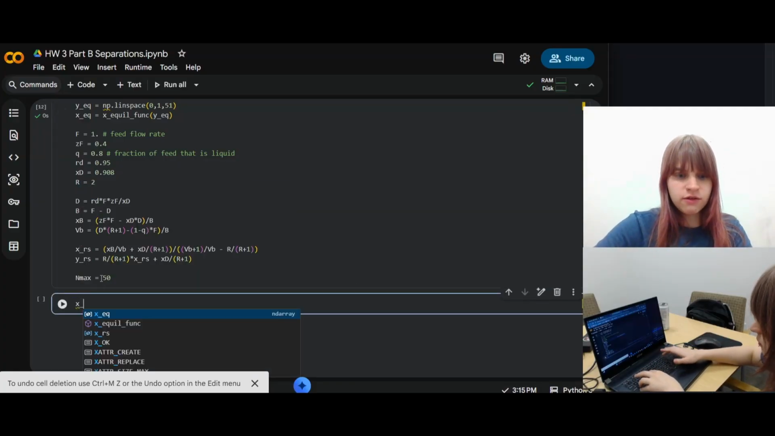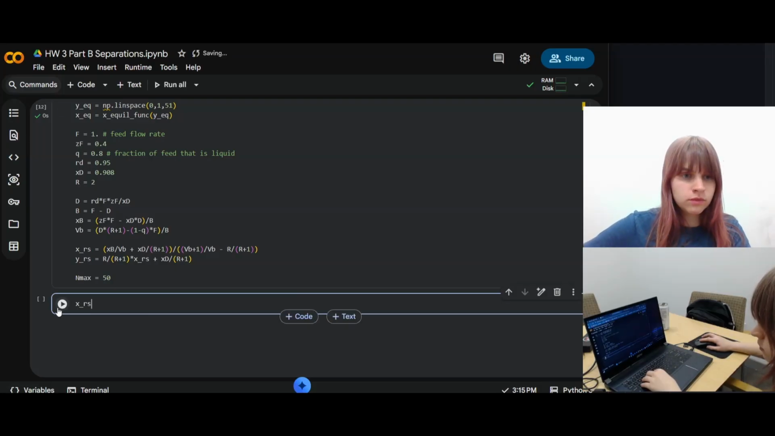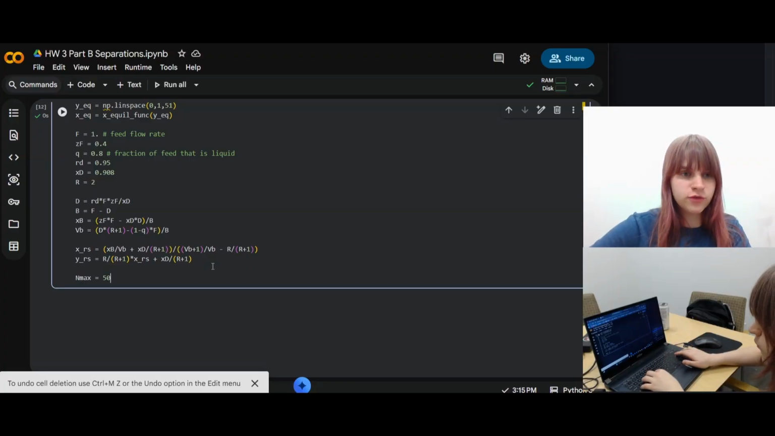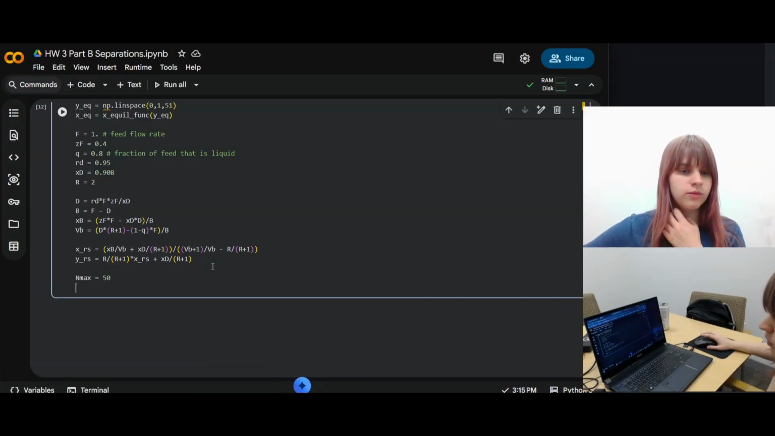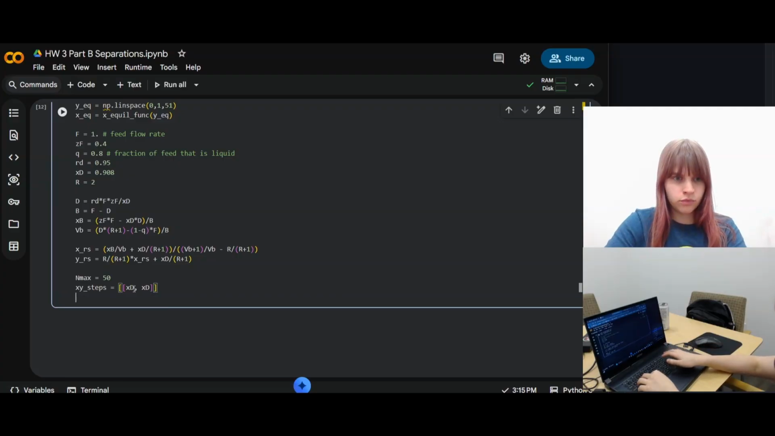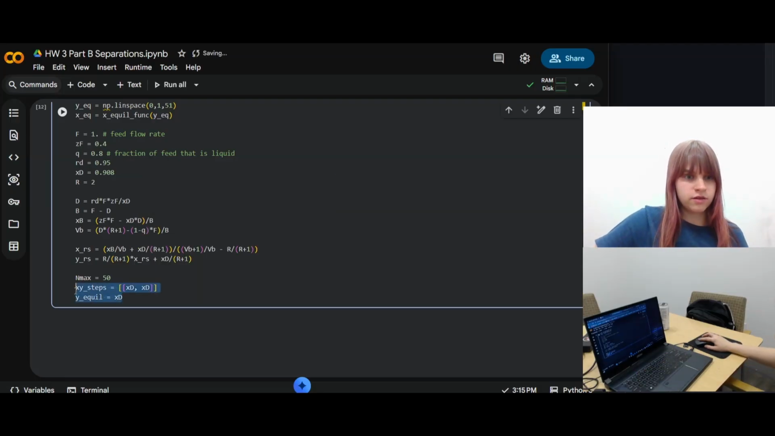I'm also going to see if, okay, so that was able to be calculated. I'm sure the y is fine as well. And when we plot, we'll determine if there was an error anywhere, because it will probably look very funky. Our XY steps, we're going to start a list that is just XD and XD. And then our Y equilibrium is, we're starting with XD as well.